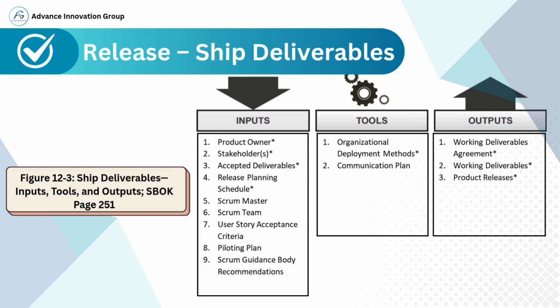4. Release planning schedule, a timeline that helps coordinate the release process. 5. Scrum Master facilitates the delivery process and clears any last-minute impediments. 6. Scrum Team executes the deployment activities. 7. User story acceptance criteria ensures each delivered item meets user expectations.